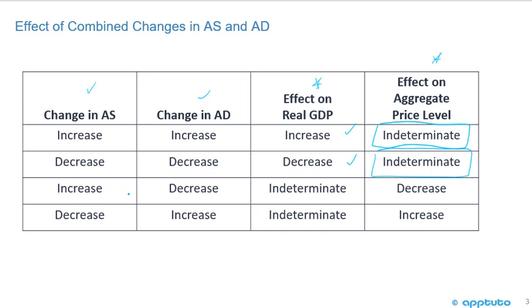Moving now to where there's an increase in aggregate supply but decrease in aggregate demand, the price level will surely decrease, but we don't know the effect again on the real GDP unless we know the magnitude, okay? And finally, when the aggregate supply decreases, but the change in aggregate demand is an increase, again, we don't know the effect on the real GDP, but surely it's the opposite effect on the price level. The price level will increase.